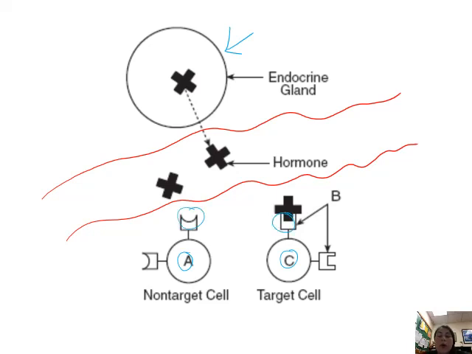The hormone will only communicate with the cell in which the hormone shape matches. So therefore, cell C will be the target cell for this particular hormone. Cell A is considered a non-target cell because the shape of the hormone would not fit in the receptor. Therefore, that hormone will not be able to communicate with that cell.